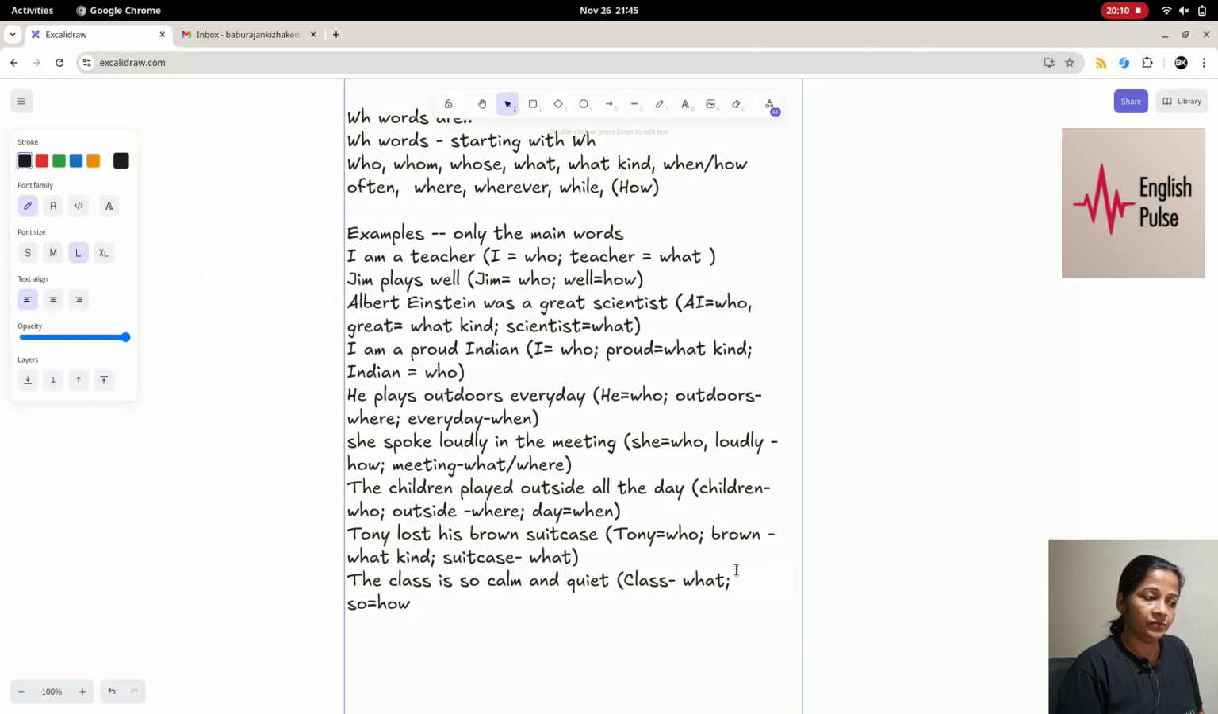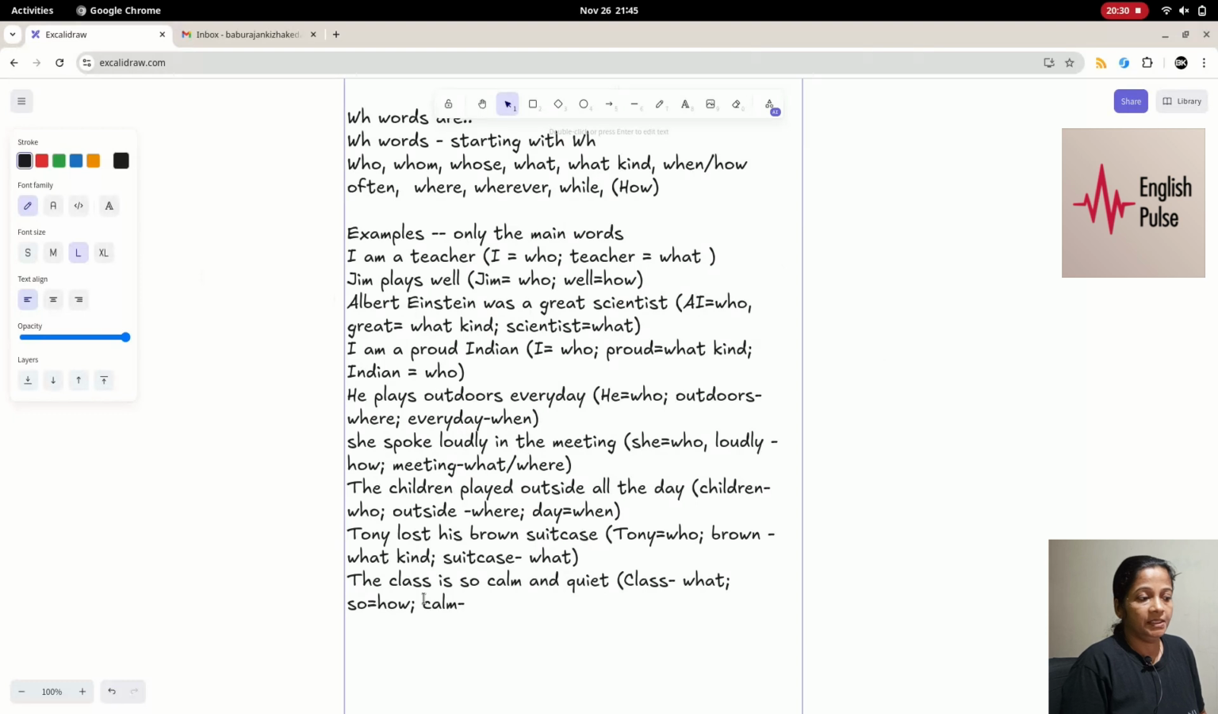Those who have understood, fine. So here is describing calm. How calm, so calm. So this so represents how. Okay. Calm.